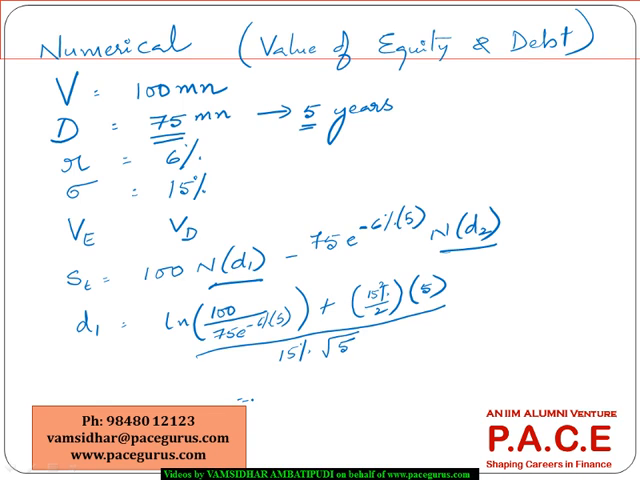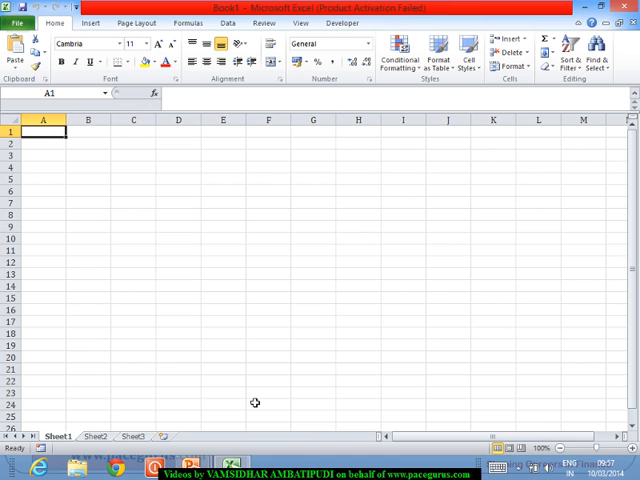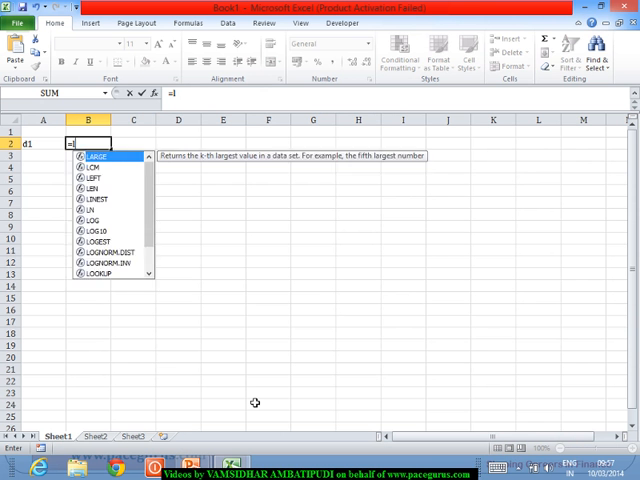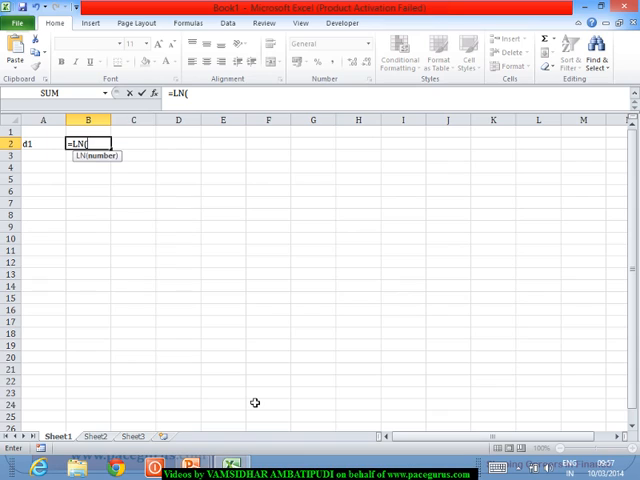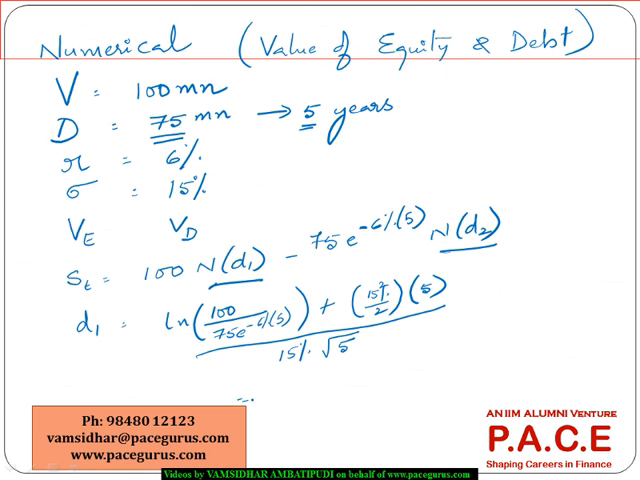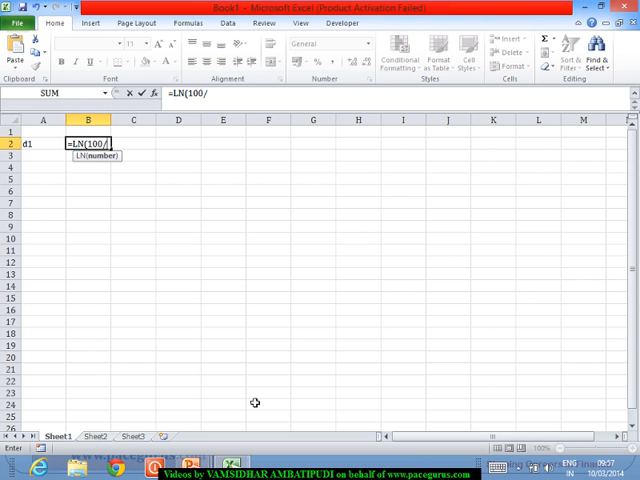So let me put this into a spreadsheet. I can compute d1 here as log of the value of the firm 100 divided by 75 times e power minus 6% into 5.